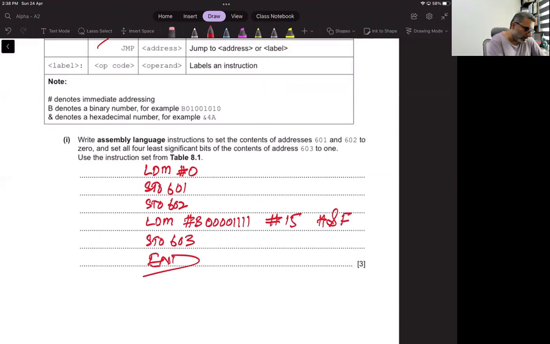Oh, this should not be just F. This should be 0F because you have to use the whole byte. Okay.